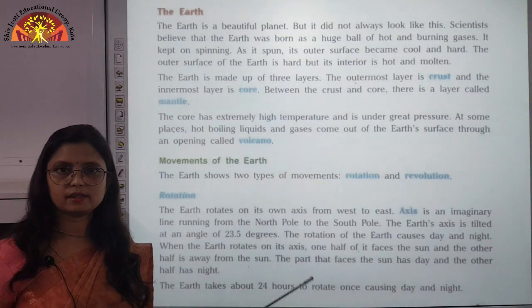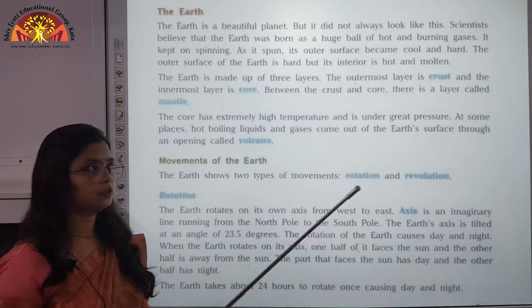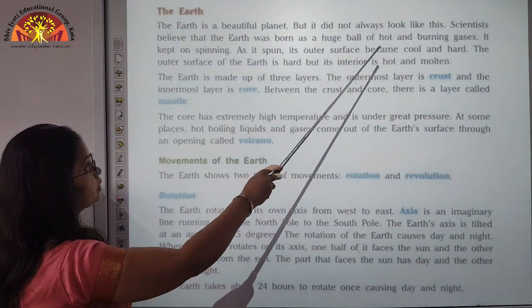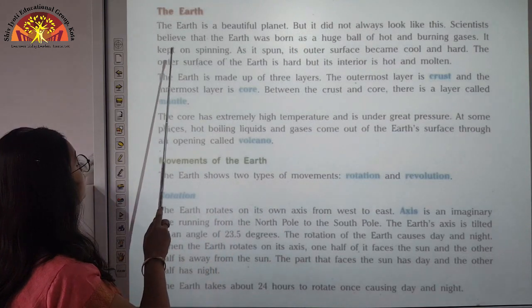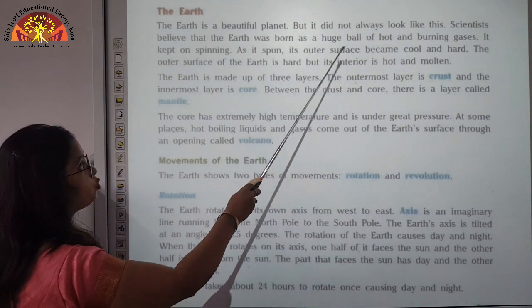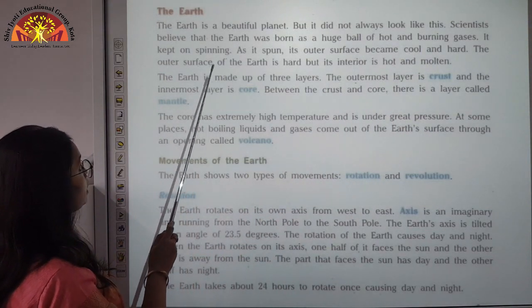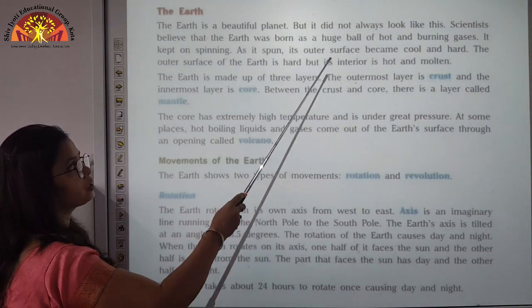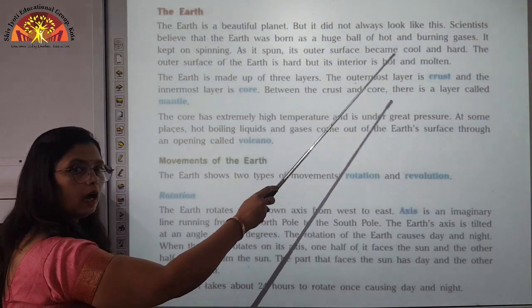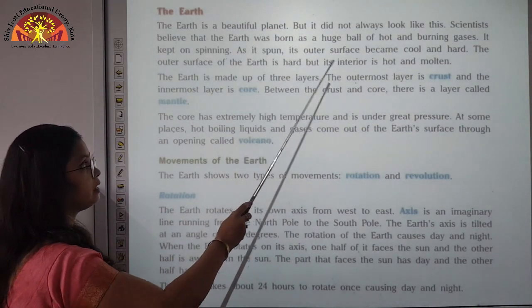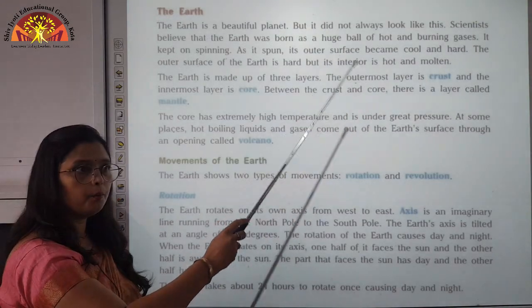So now we will discuss our planet Earth. So children, the Earth is a beautiful planet, but it did not always look like this. Scientists believe that the Earth was born as a huge ball of hot and burning gases, but it kept on spinning. As it spun, its outer surface became cool and hard. And the outer surface of the Earth is hard, but its interior is hot and molten.